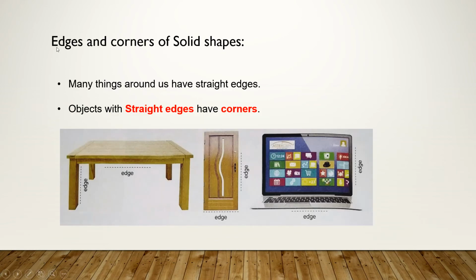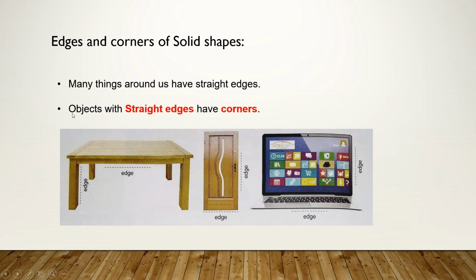So first, see what the edges and what the corners of solid shapes are. If you look at this object, you can see I labeled these dots as edges. So here is an edge, there is another edge. Similarly for this door, these boundaries are called edges. We can see 1, 2, 3 and 4 edges from the front.